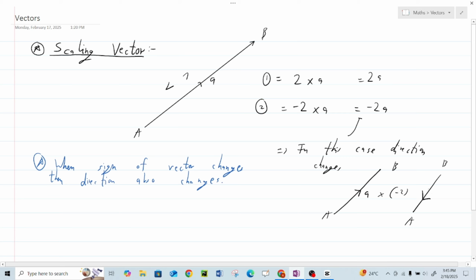No, the sign will change, but it will still be 2A. The negative is only when you have to go on the opposite side. So if, let's say, this was going upwards, if I put a negative sign on the 2, that means it will change its direction and it'll just be 2A, but the direction will change. So now AB vector becomes BA. So the rule is when sign of vector changes, then direction also changes. That's the rule.